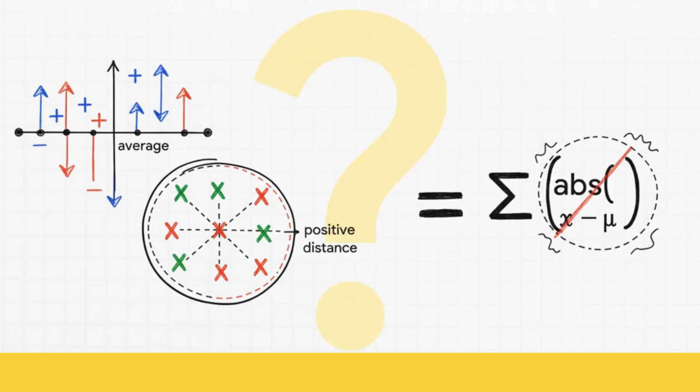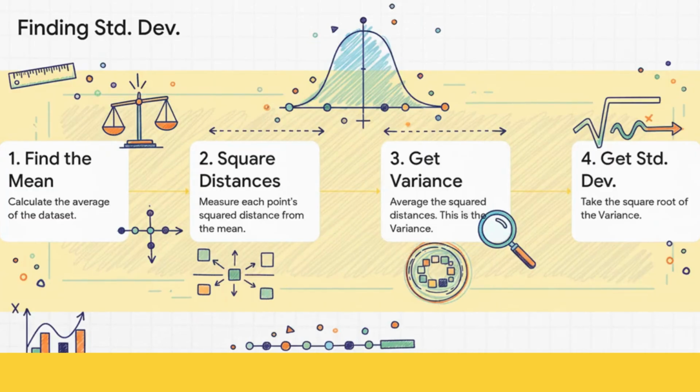Okay, but wait a second. How do you find one single typical distance? I mean, some points are above the average, some are below it. If you just try to average out those differences, all the positives and negatives would just cancel each other out and you'd get 0, right? Well, statisticians came up with this really smart 4-step process.